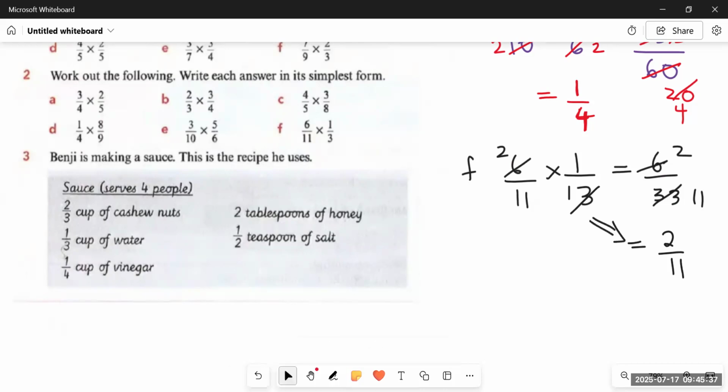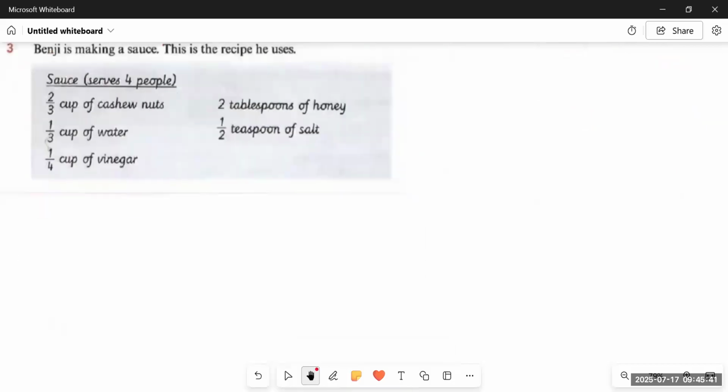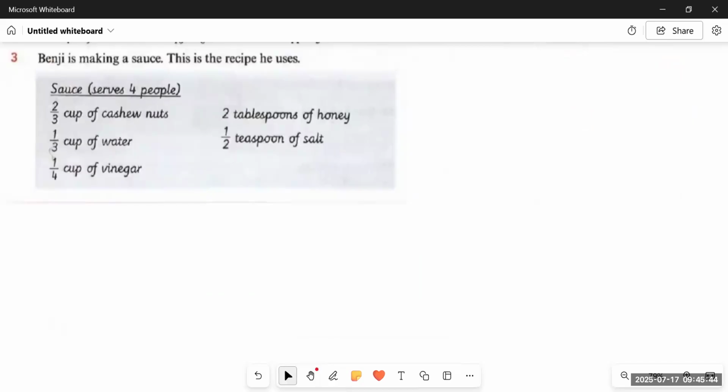Okay. Now let's do question number 3, which says Benji is making a sauce. This is the recipe he uses. The sauce serves 4 people. Whatever sauce Benji is making, it is enough for 4 people. And what are the ingredients and how much is the quantity? So it's 2 upon 3 cups of cashew nuts, 1 upon 3 cups of water, 2 tablespoons of honey, half teaspoon of salt, and 1/4 cup of vinegar.